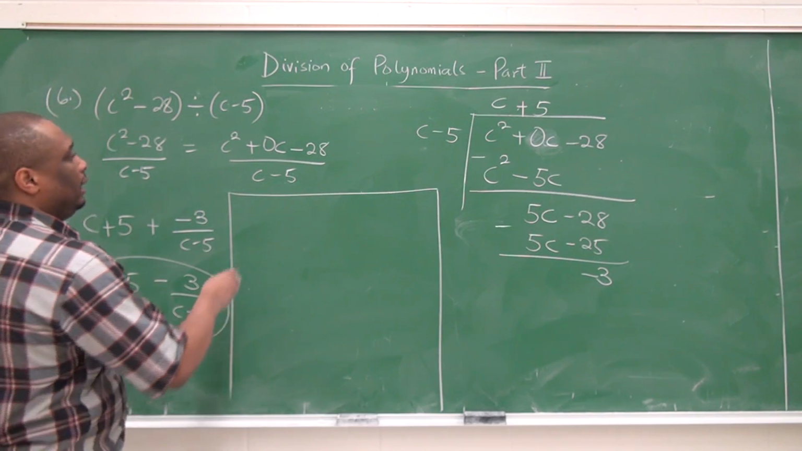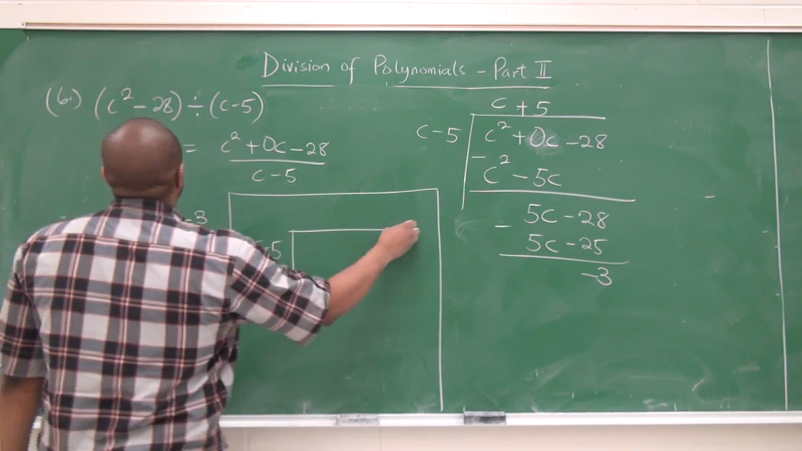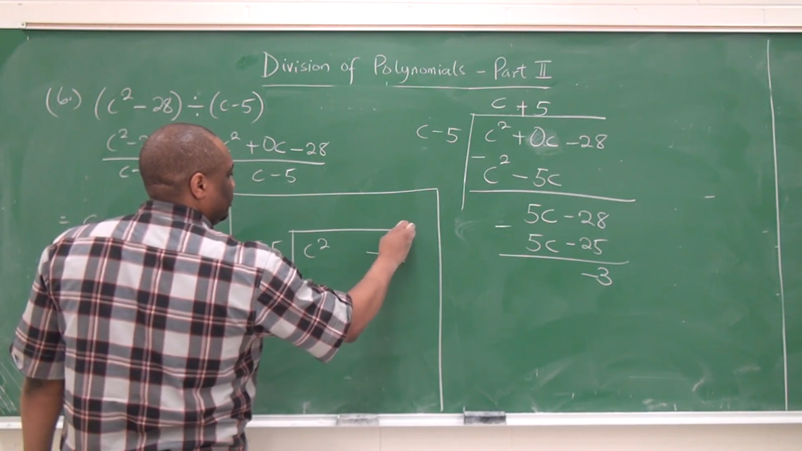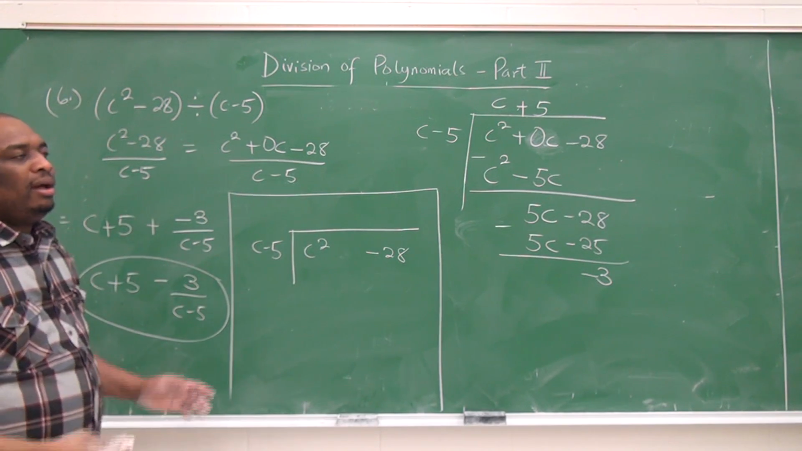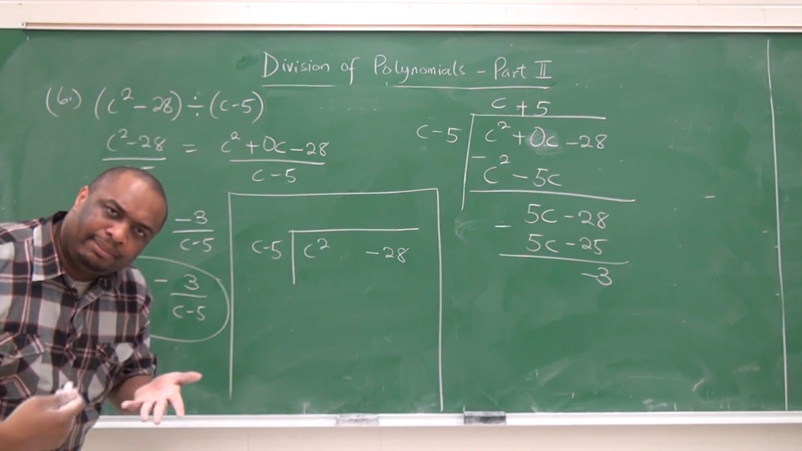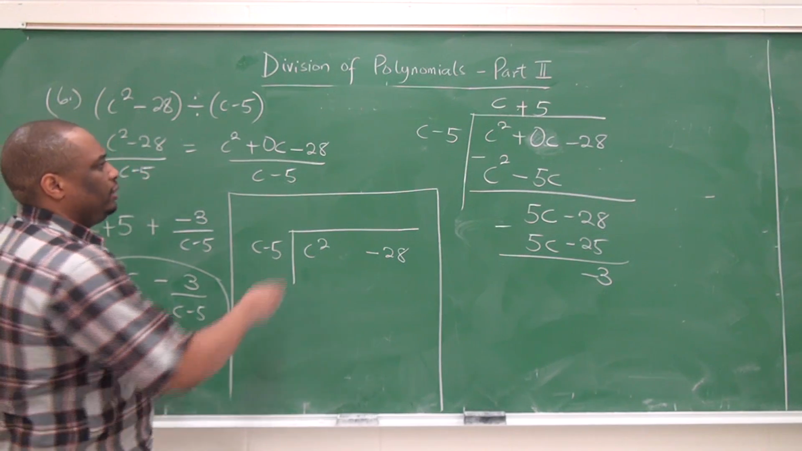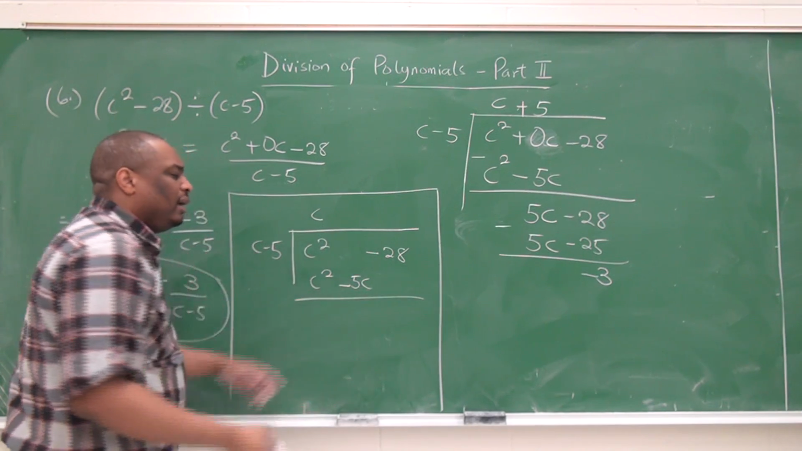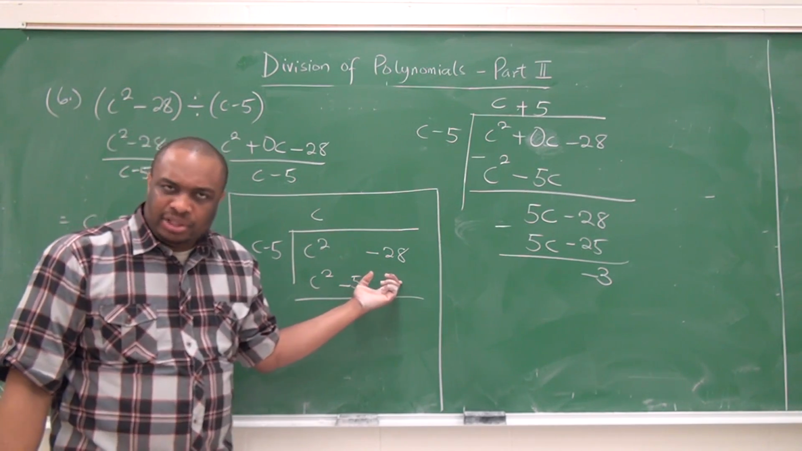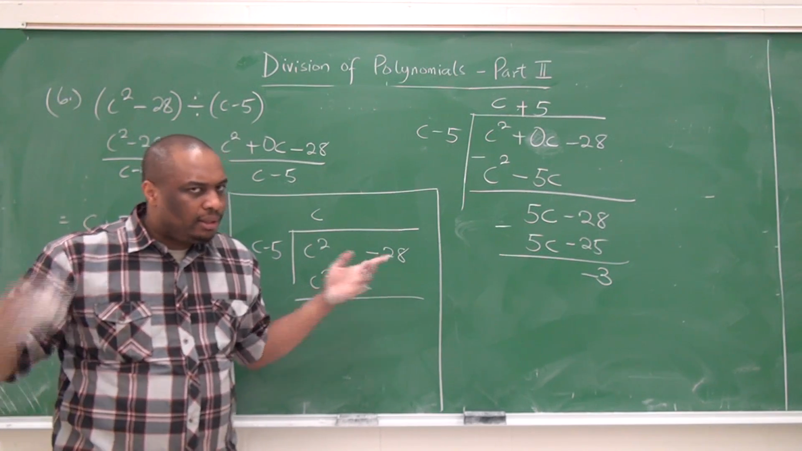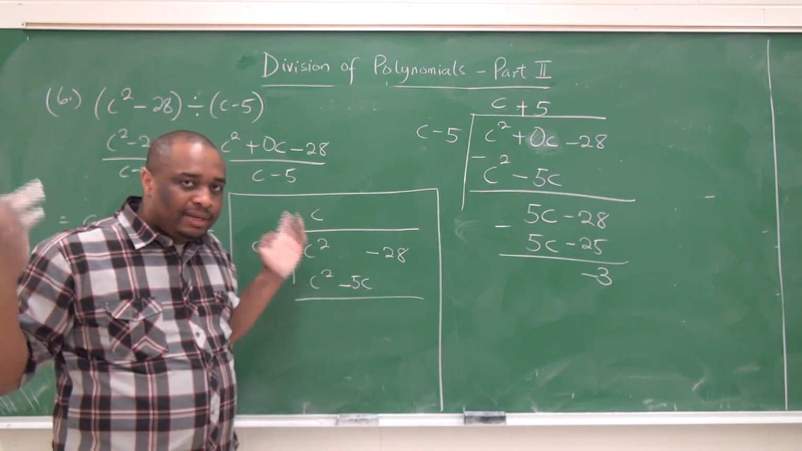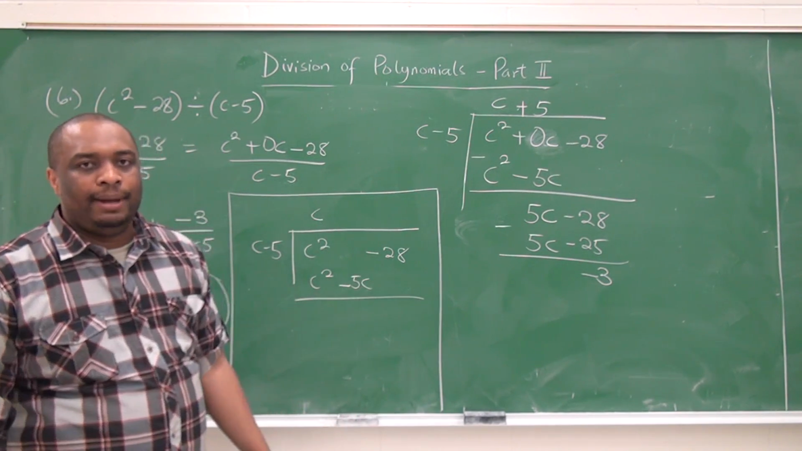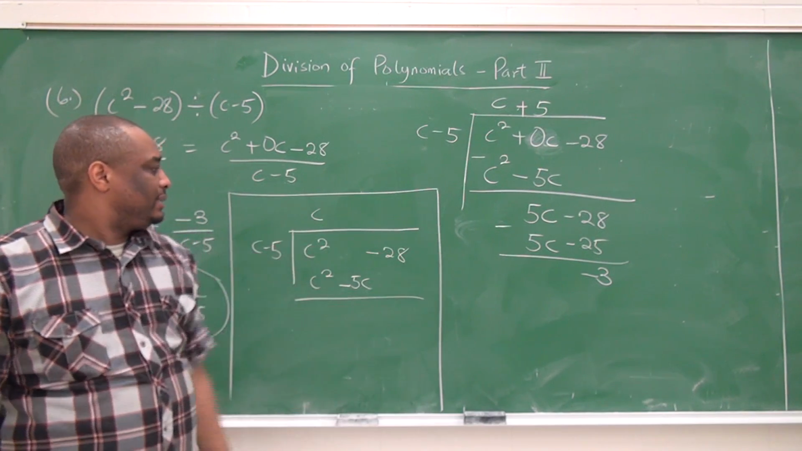do it properly. C minus 5 divide c squared, then you leave some space, minus 28, so that you will not mess it up. So you now say c times c is c squared, then minus 5c. Because you don't want to come and put minus 5c under minus 28. It's not in order. It doesn't correspond. So if you don't want to put 0c, just leave a space, and then do it like the rest.